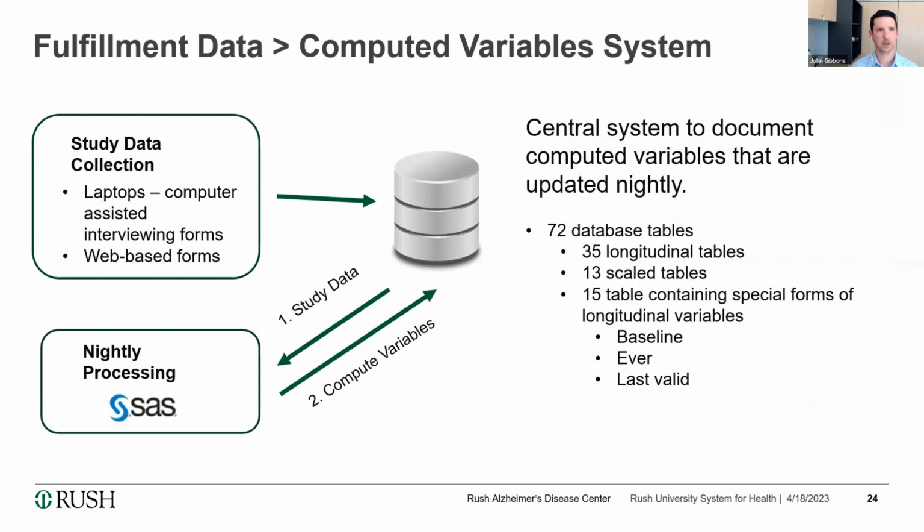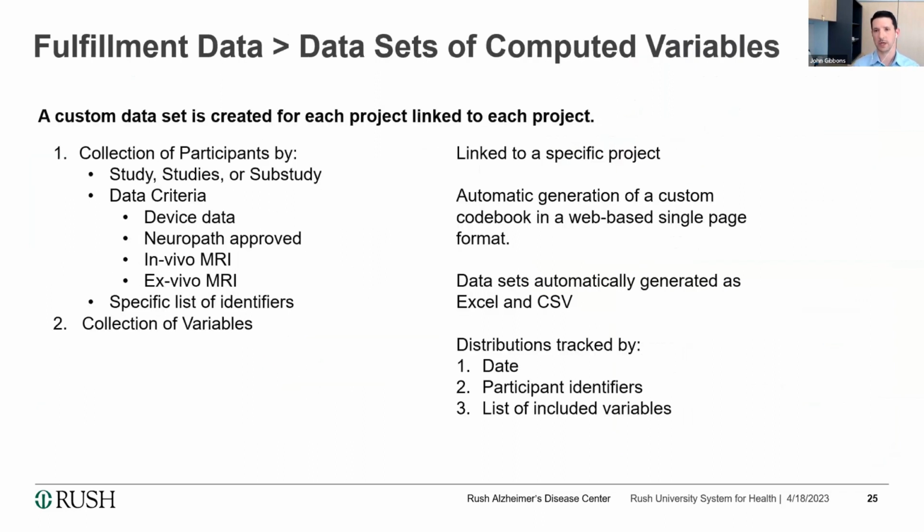The other component to this is the data that we send out as part of every specimen project or just as a data project. As I said, data is flowing from our study laptops into our database. We process things in SAS. We're tracking all these variables in a central database, and we're using some tools that we've created to aggregate those together. We're picking a study, picking other data sets, whether it's in vivo or ex vivo MRI. We link them to a project. And then we pick the variables that we want. And the system will automatically generate a data set in Excel or CSV.